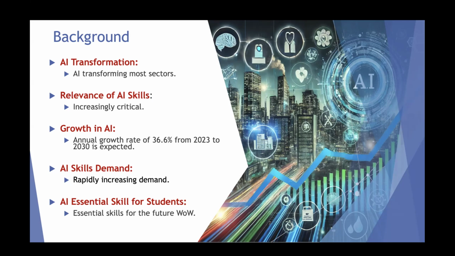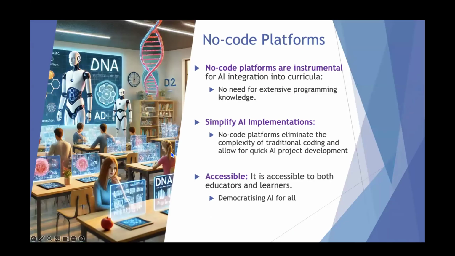Then we know AI is growing alarmingly fast. Forbes expects an annual growth rate of 36% from last year essentially up to 2030. And as I said, there's a massive AI skills demand, and it's increasing all the time. It's an essential skill for our students going into the future world of work. So what do we do?